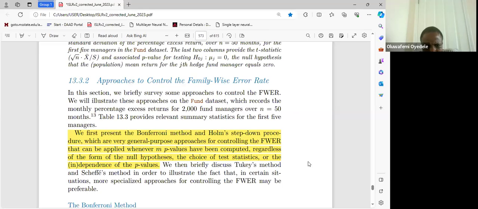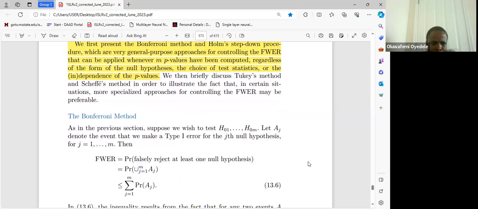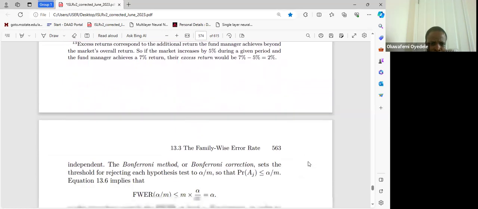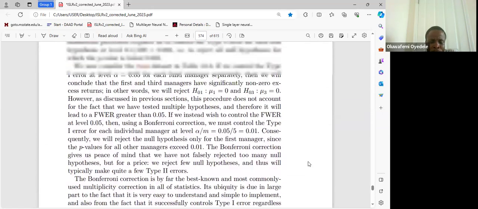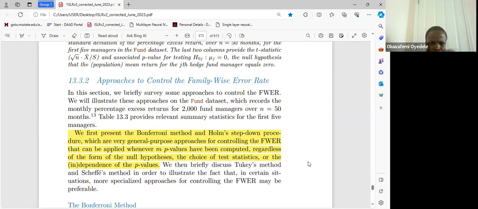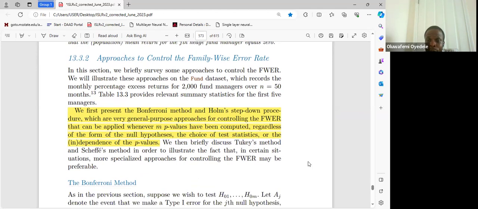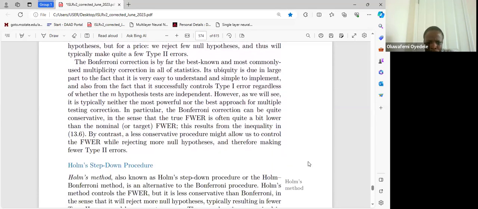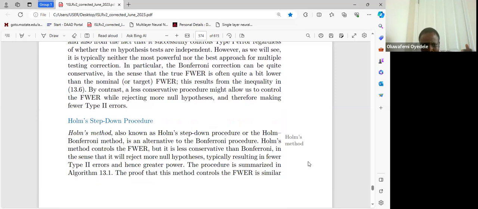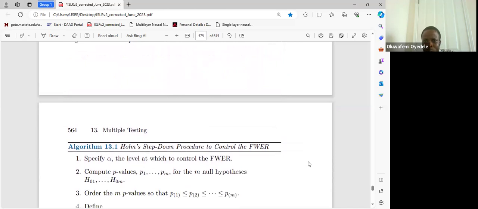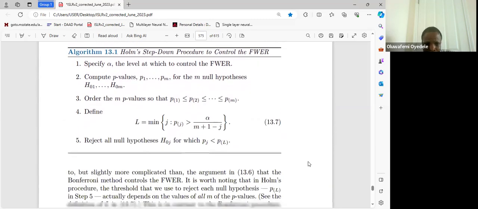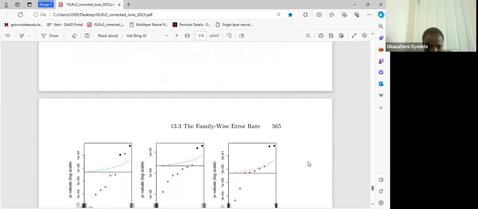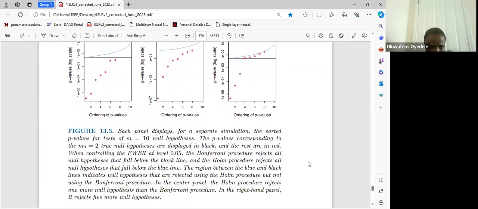They talk about the various approaches we can use to control the family-wise error rates. They talk about the Bonferroni method, and they also look at Tukey's method to control the family-wise error rates. They compared the Bonferroni, Tukey's, and the Benjamini-Hochberg procedure, and they discovered that Tukey's approach was more robust. As they discuss in the book, Tukey's approach outperformed the other approaches.